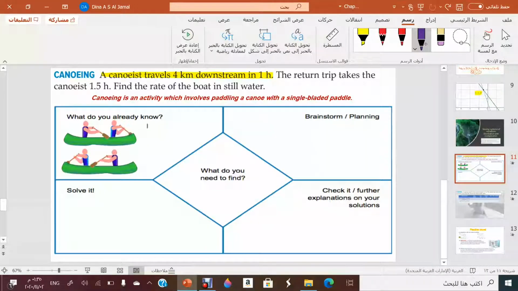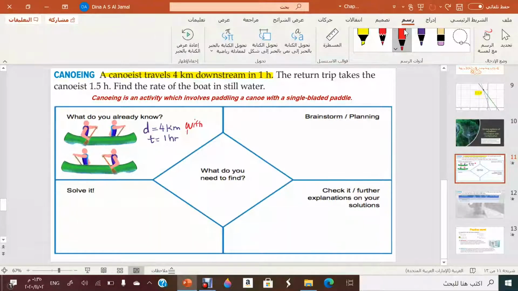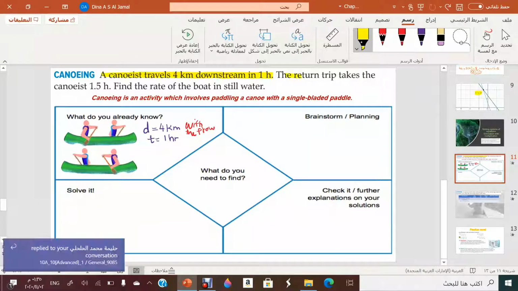So the distance will be 4 kilometers and the time will be 1 hour. So it is downstream. That means it is going with the flow, or with the current. Now, let's see the return trip.